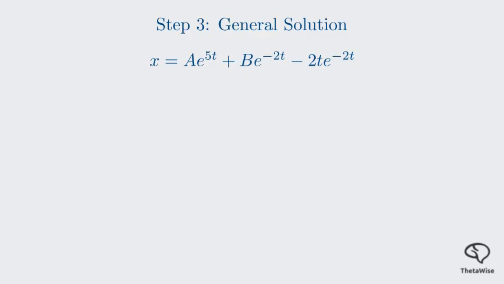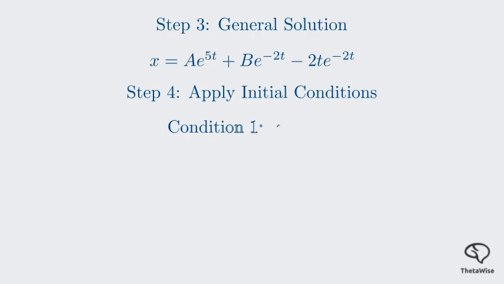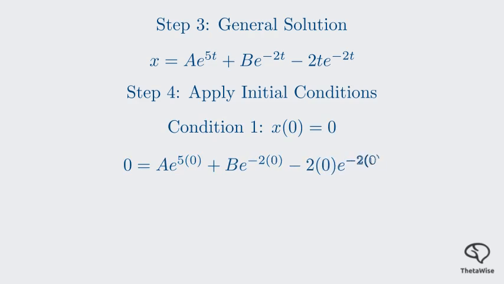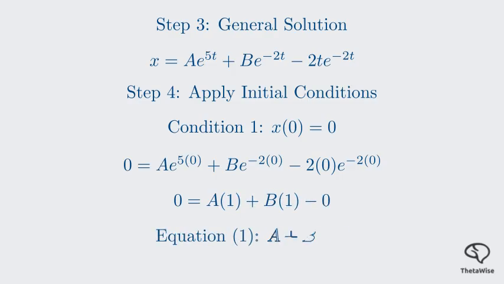However, this is a particular solution problem, so we must use the initial conditions to find a and b. The first condition is x equals 0 when t equals 0. Let's substitute these values into our general solution. Plugging in t equals 0, we get 0 equals a times e^0 plus b times e^0 minus 0. Since e^0 is 1, this simplifies to 0 equals a plus b. This is our first equation relating a and b.